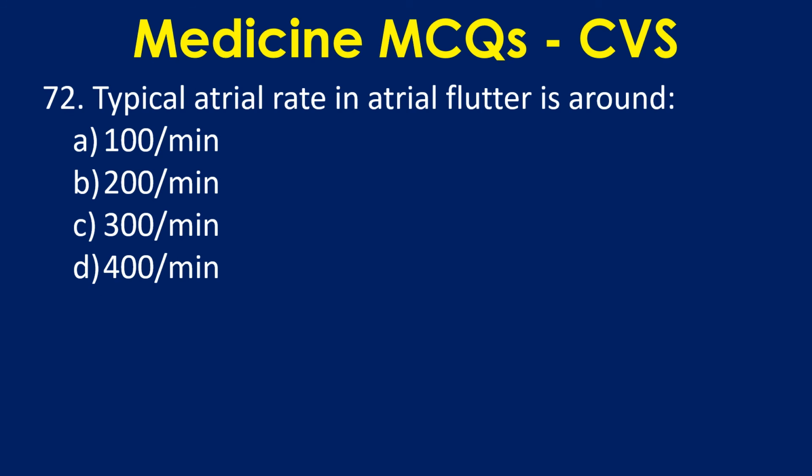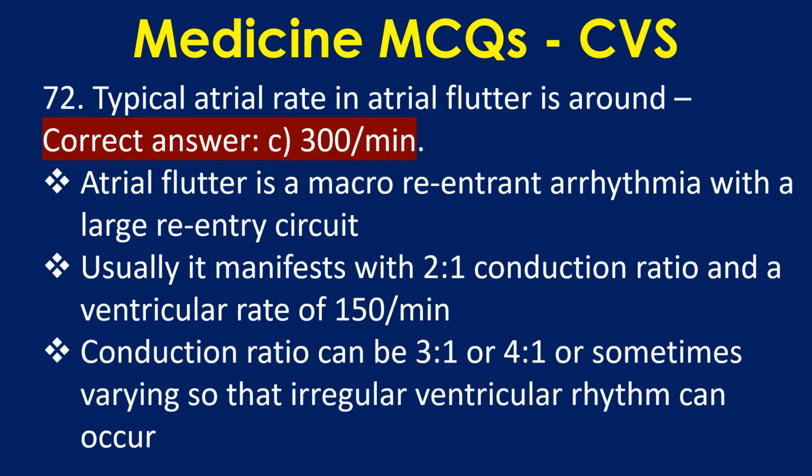Typical atrial rate in atrial flutter is around A. 100 per minute, B. 200 per minute, C. 300 per minute, D. 400 per minute. Correct answer C. 300 per minute. Atrial flutter is a macro reentrant arrhythmia with a large reentry circuit. Usually it manifests with 2:1 conduction ratio and a ventricular rate of 150 per minute. Conduction ratio can be 3:1 or 4:1 or sometimes varying so that irregular ventricular rhythm can occur.